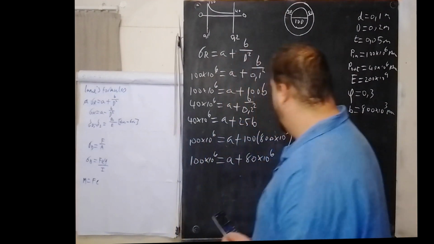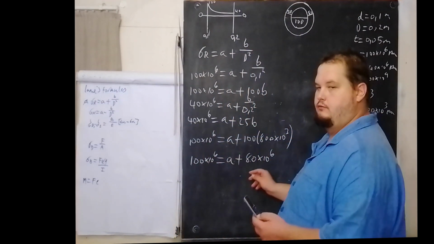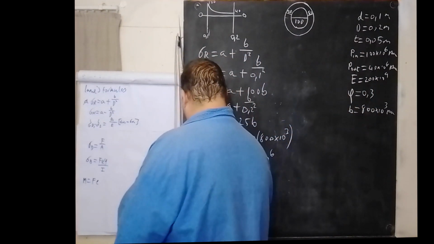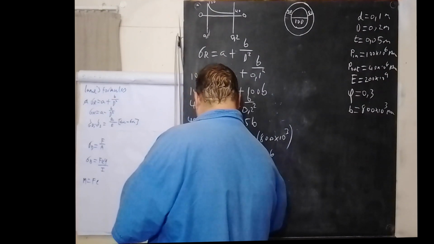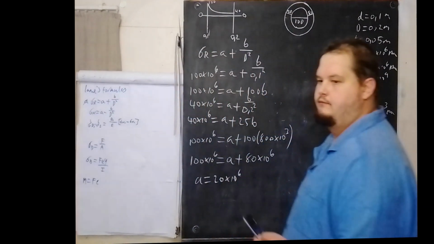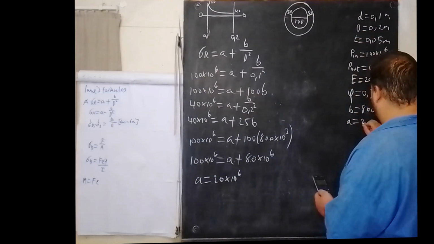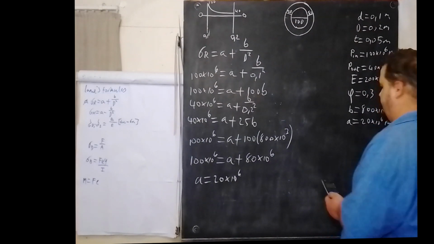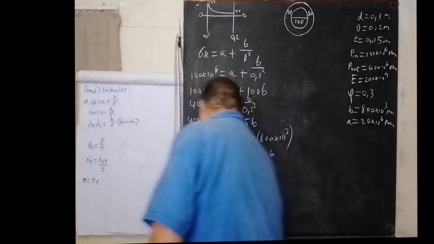Now, 100 minus 80 is 20. So A equals 20 times 10 to the 6 pascals. Now we can work out the hoop stress.